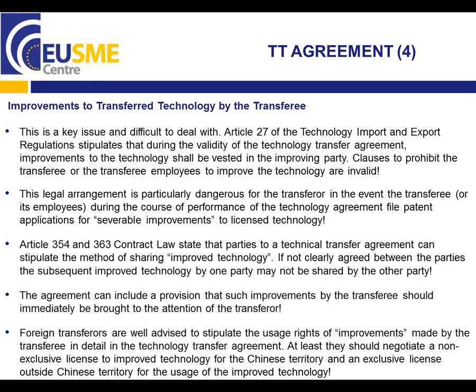So it's very important to regulate this very well in the agreement, because if you don't do anything, the improvements will be owned by the party making the improvements. If you make a contract clause stating how you want to share these improvements, for instance, that each party will automatically have a usage right on the improved technology during the validity of the agreement, then that will eventually be the predominant factor in the contractual relationship.